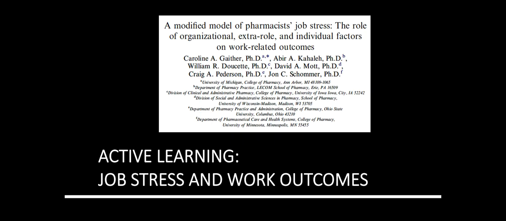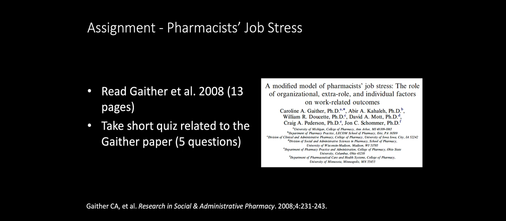So this is where we'll lead into some active learning. If you're enrolled in the class, we'll have you read this paper by Gaither and colleagues. We're going to talk about pharmacist job stress and the role of organizational, extra role, and individual factors on work-related outcomes. Basically, you'll read this paper. It's about 13 pages, so it should take you about 25 to 30 minutes to read the paper, and then take a short quiz related to the paper.